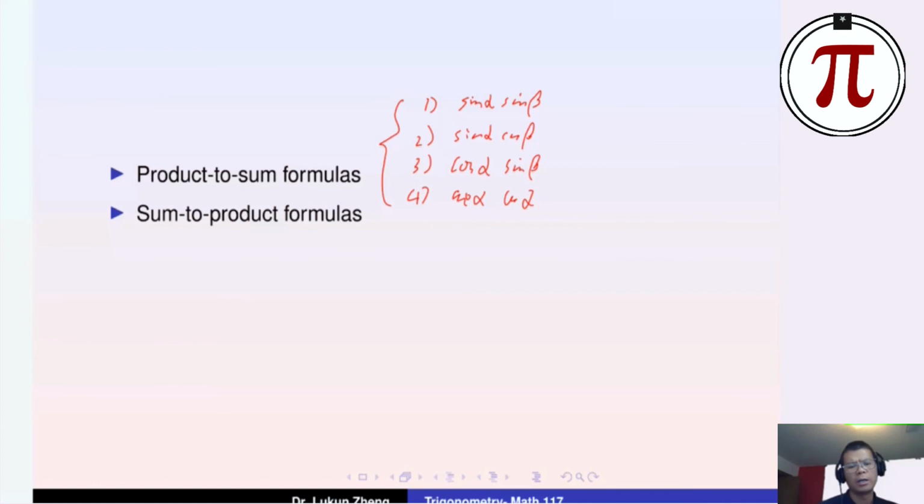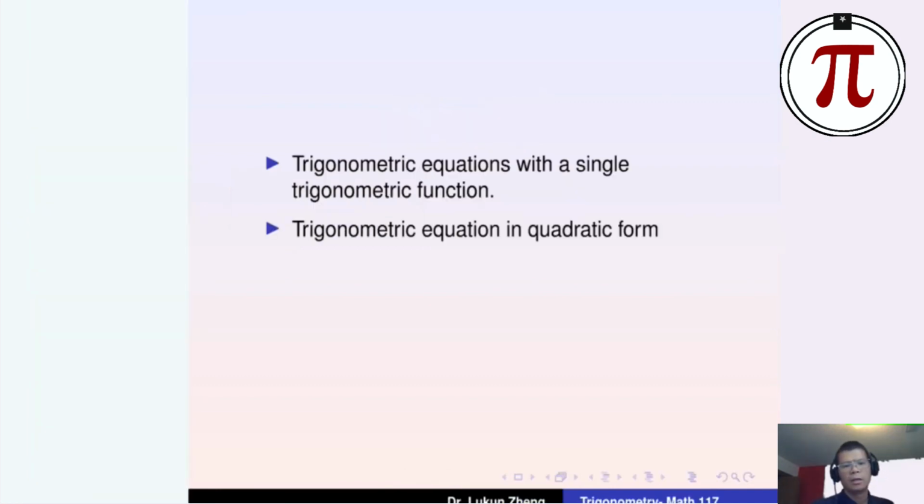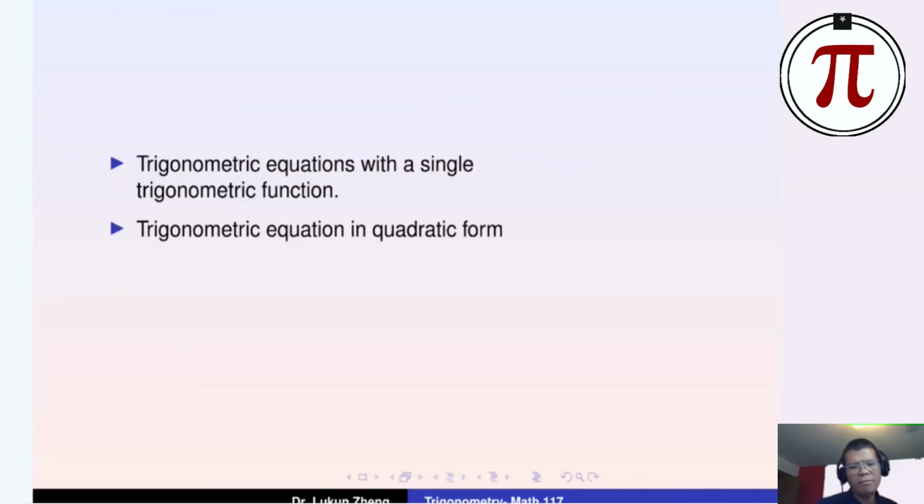And similarly, we have the sum-to-product formulas, right? You have the sum of two sines, the sum of a sine and cosine, and the sum of two cosines, right? So you've got that. Then section 3.5, trigonometric equations with a single trigonometric function. For trigonometric equations in quadratic form, you are going to use the quadratic formula. Remember that? Okay, section 3.5.